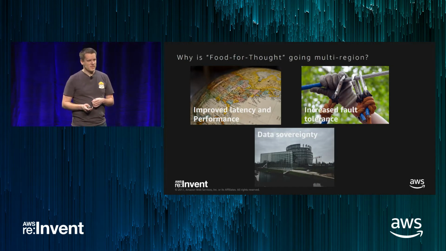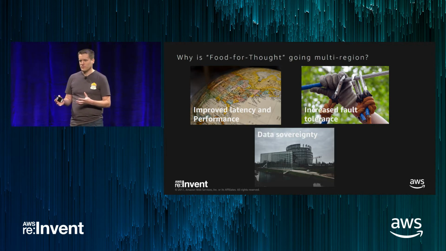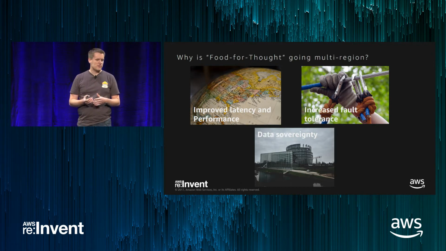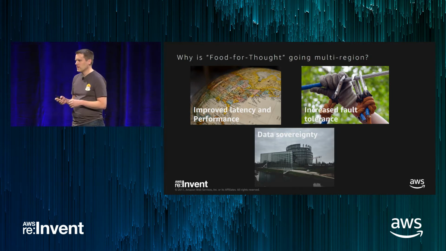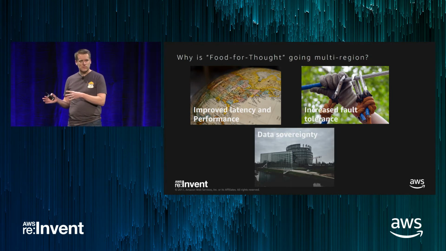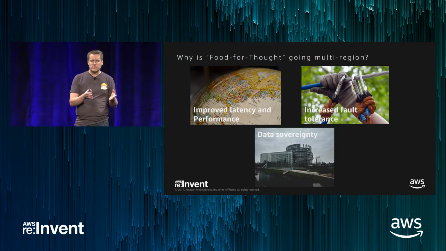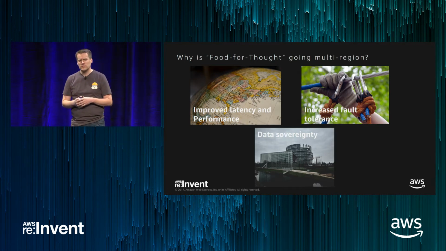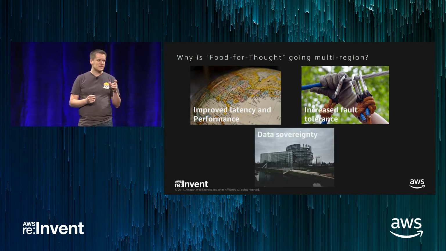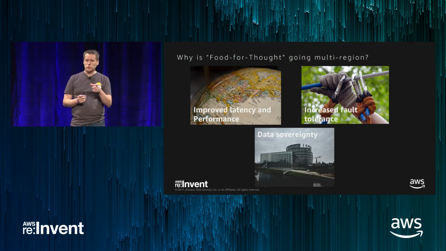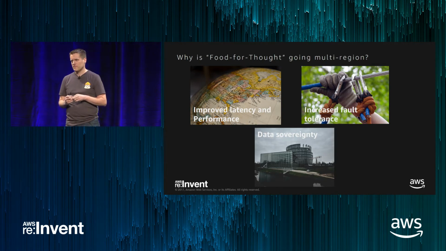So with these great benefits, why would they ever want to go multi-region? What would be the reasons to do that? Well, first of all, if we have a user in Europe and they would have to go all the way to North America to get to the application, there would be a latency hit. There's no way around it, right? So we want to be able to place the application in a region that's close to the customer, so they would get that improved latency and performance.